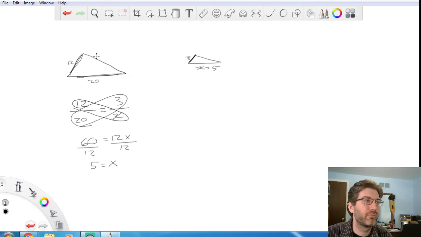And again, these sides you don't need in order to figure out x. It gives you a relationship between two corresponding sides, and it gives you another value and an unknown. That's enough information for you to solve for x.